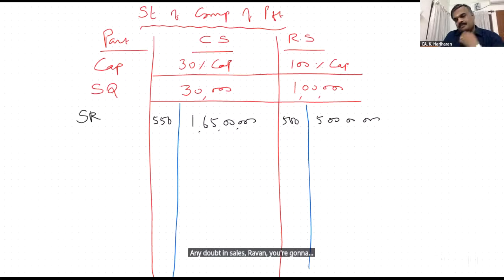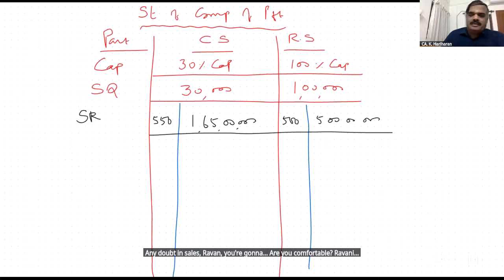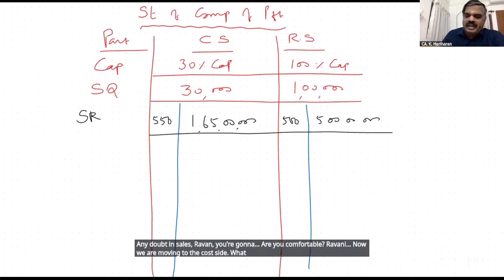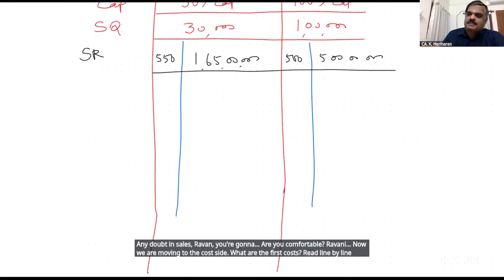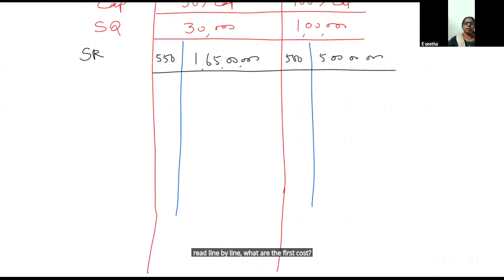Are you comfortable? Yes, sir. Now we are moving to the cost side. Read line by line. What is the first cost?